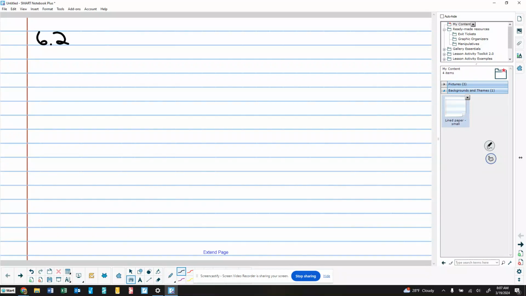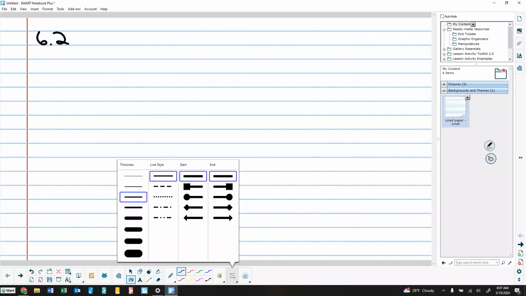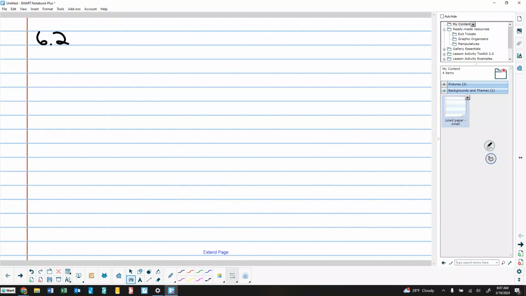Oh my gosh, that's a super fat pen. Let me see if I can make this line size a little bit smaller. We'll go with that. See if that's a little bit better.